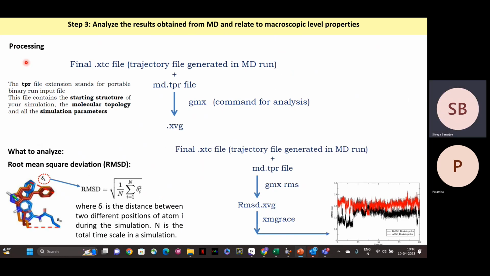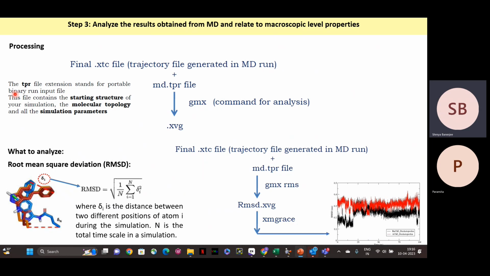Now we will come into the processing. The final XTC file that is generated in the molecular dynamics simulation run, plus the TPR file, which has the topology, and a GMX command is given, which is basically the command for analysis, and it produces an XVG file. This XVG file is the one that is used for different kinds of analysis. This is the processing step that is done.